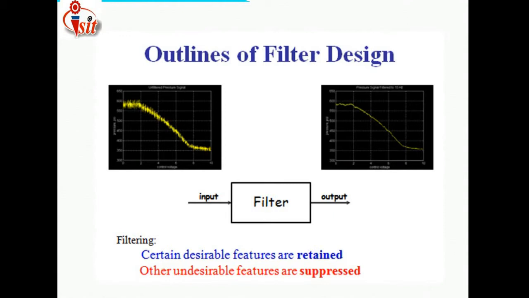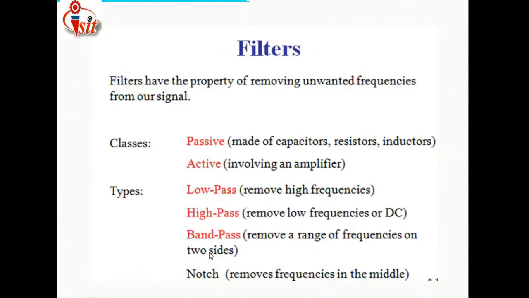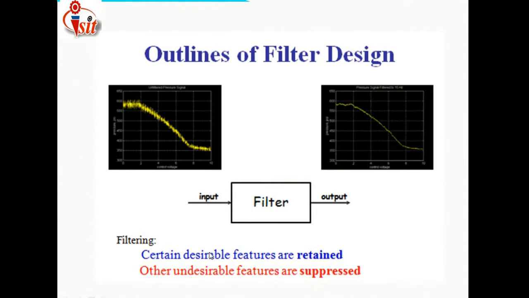In the outline of filter design, see over here, the filter is connected here. First of all, we apply an input signal to the filter, and we observe the output signal. This is a pictorial diagram of the input signal, and this is a pictorial diagram of the output signal. In filtering, certain desirable features are retained and other undesirable features are suppressed.